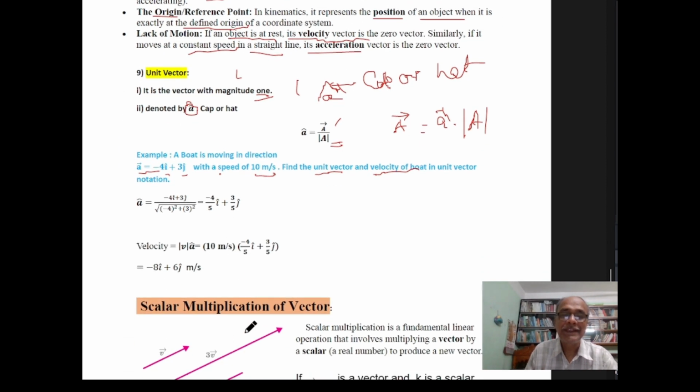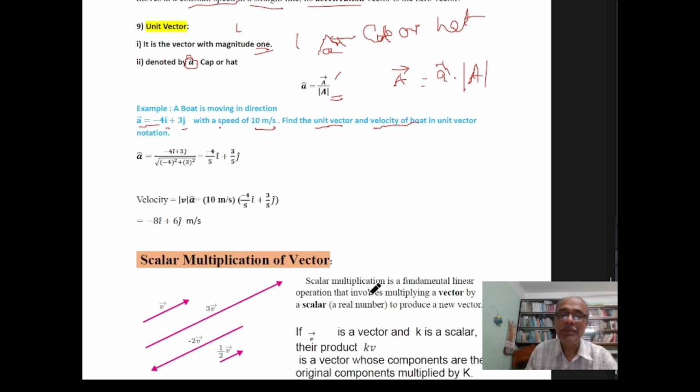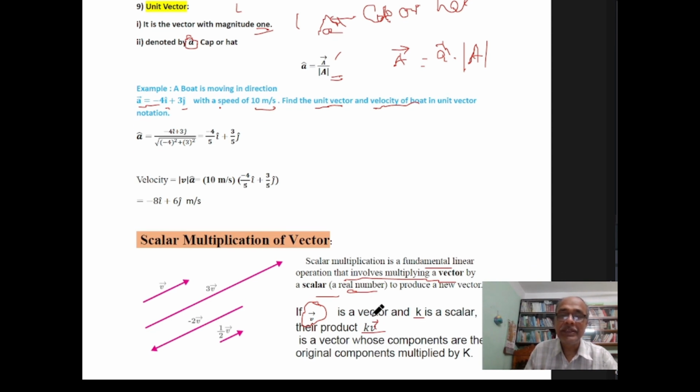Next we move to the scalar multiplication of a vector. Scalar multiplication is an operation involving multiplying a vector by a scalar quantity, any real number. Suppose v is a vector and we want to multiply it by a scalar factor k. That is nothing but the product kv. Now that means the vector v will be increased by k times.